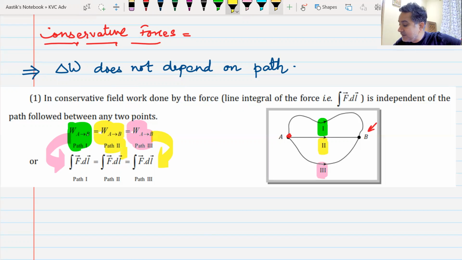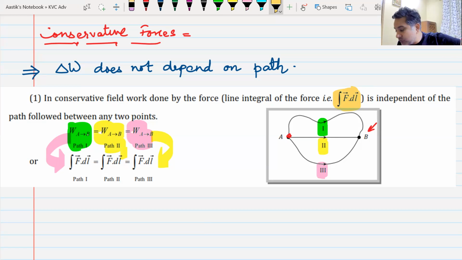That means this integral of F dot dl, or F dot dr, is the work done. We also call it a line integral. F dot dl is a line integral, F dot dA will be a surface integral, and F dot dV will be a volume integral. This line integral does not depend on path. It is independent of path.